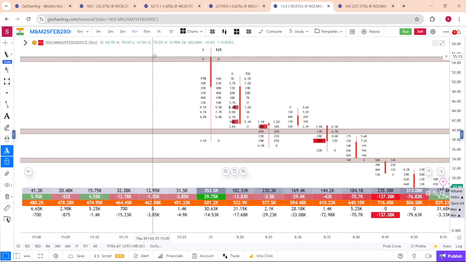And before taking any position on Friday, we have to draw the imbalances of Thursday. And these are all the levels which had happened on Thursday. That's already on the screen.